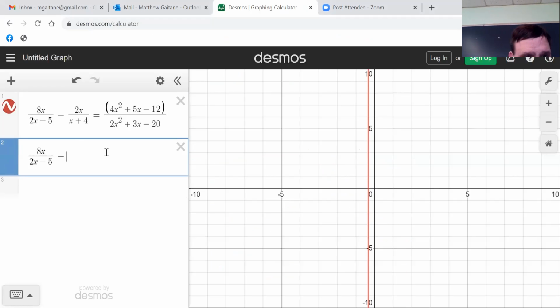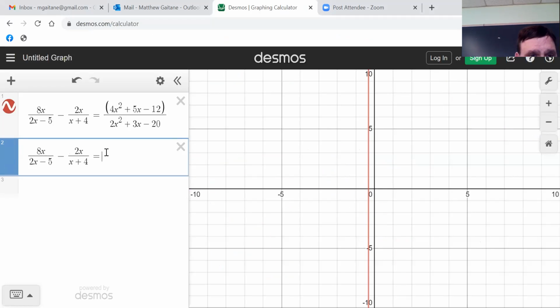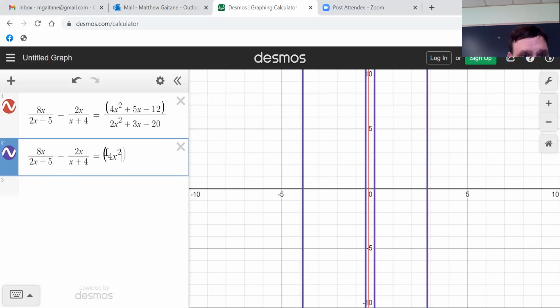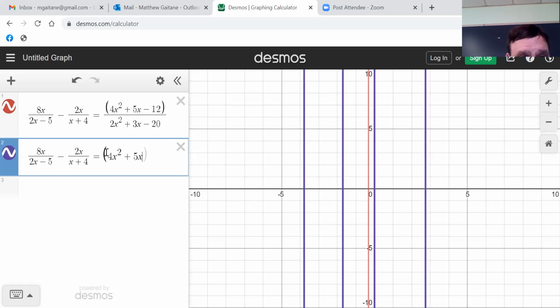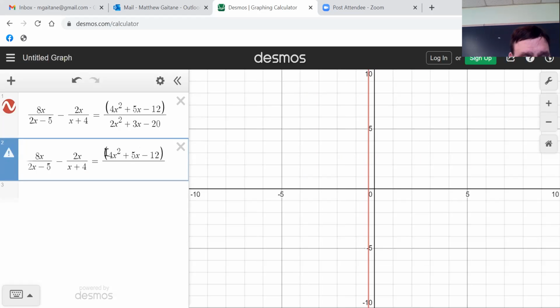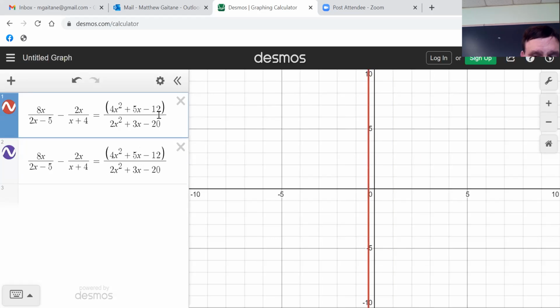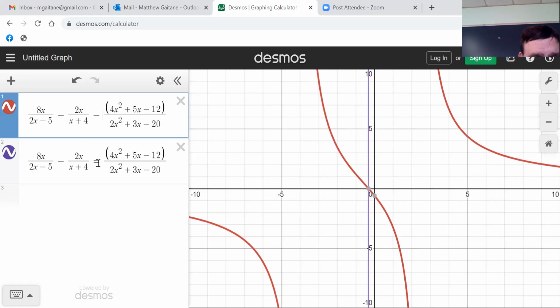Use your right cursor, minus 2x over x plus 4. Use your right cursor. Now this equal sign I'm going to change to a minus eventually. You want the numerator 4x squared plus 5x minus 12 divided by 2x squared plus 3x minus 20. And to get these, let's change this to a minus so we can see that decimal.